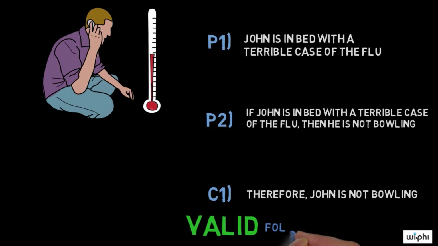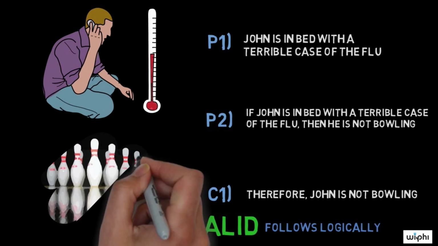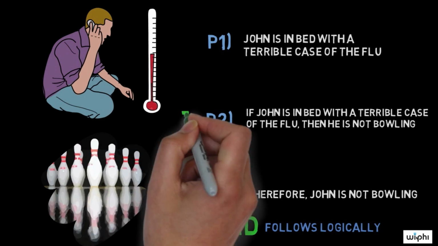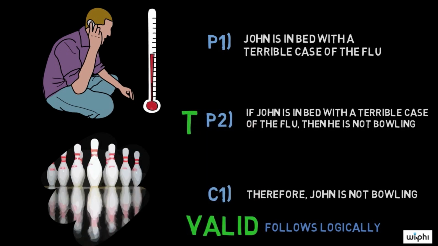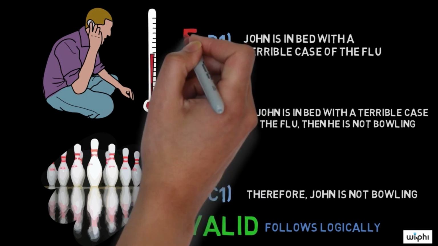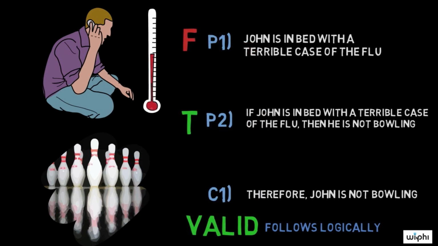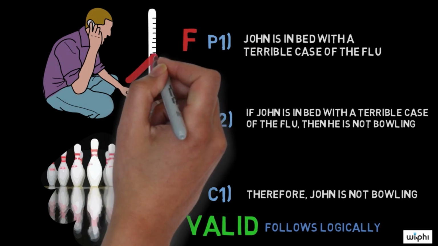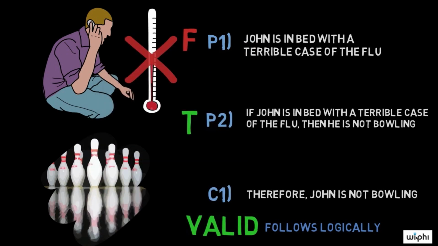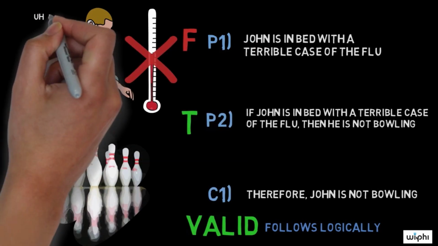This argument is valid. Its conclusion follows logically from its premises. So, if John's boss were to see him bowling, what could she conclude? Premise 2 seems untouched by this bit of evidence. Premise 1, however, is in danger. She could conclude that John is not in bed with a terrible case of the flu. It seems he lied.